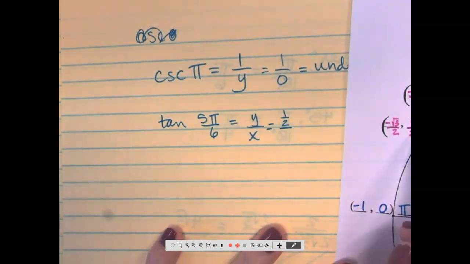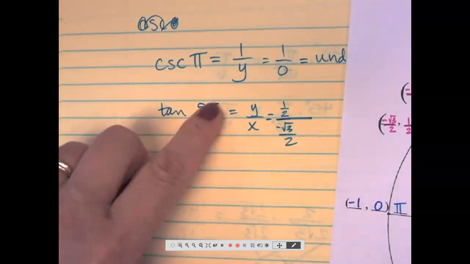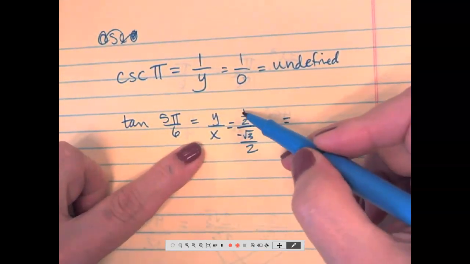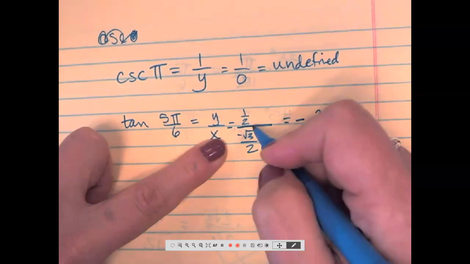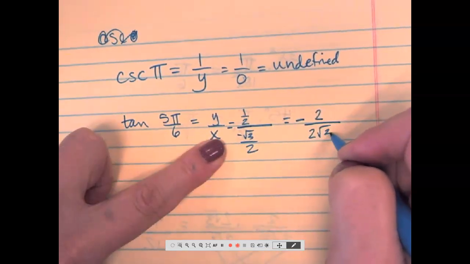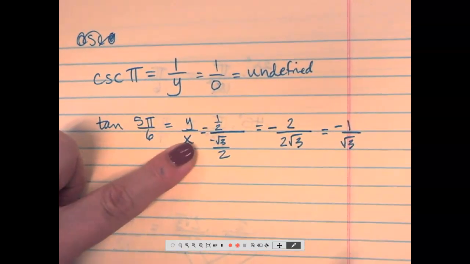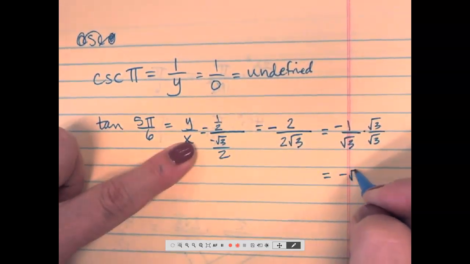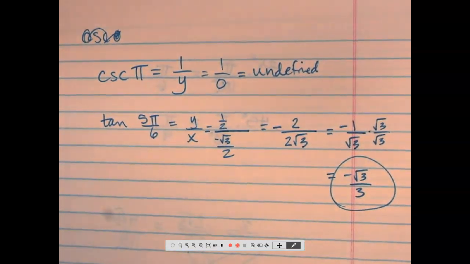Where was I? 5 pi over 6, y divided by x. Now, this is like the warm-up that we did with the complex fraction, so we're going to simplify it. So that's going to be 1 times 2 is 2. I see that it's a positive divided by negative, so I know it's going to be negative. Over 2 square root of 3, which is negative 1 over square root of 3, which when I rationalize it, I get negative square root of 3 over 3. Okay, that's how we're going to do it.